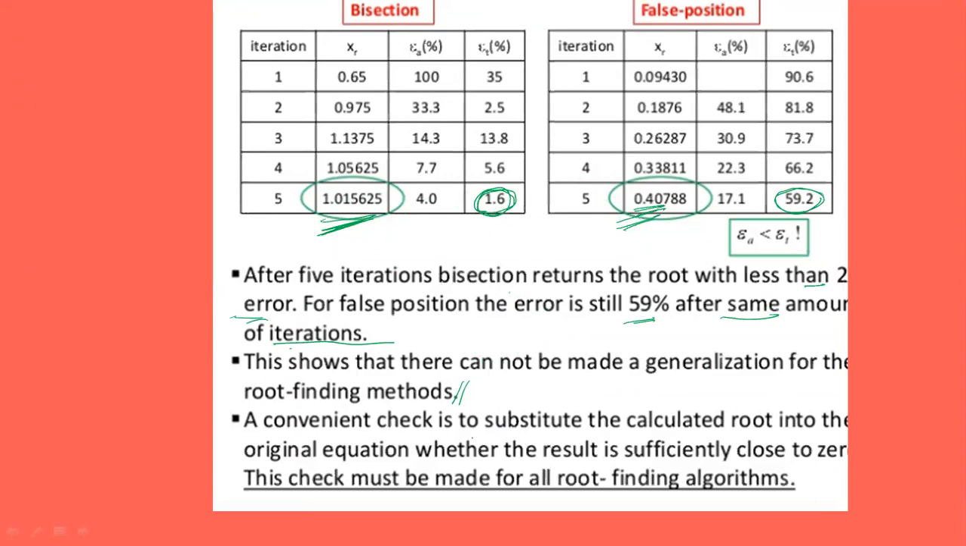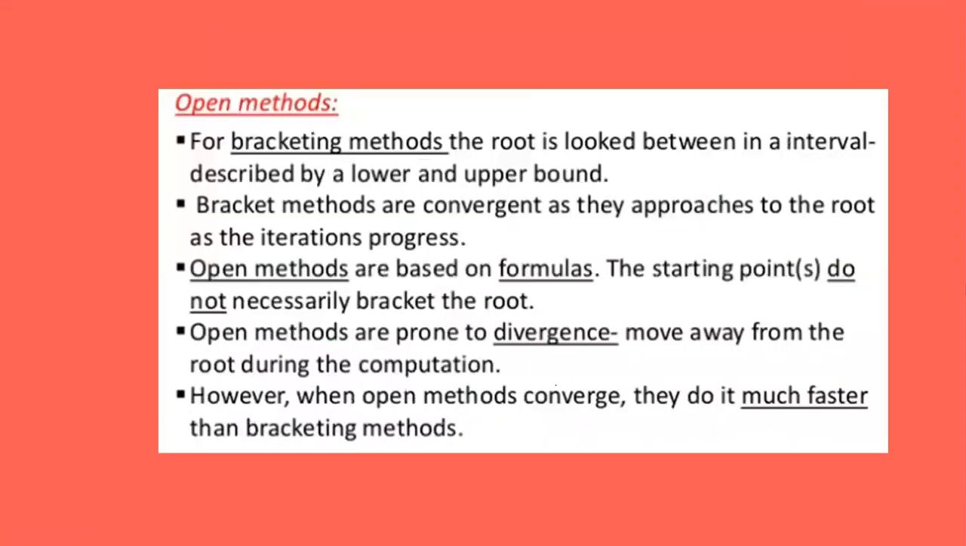So a convenient check is to substitute the calculated root into the original equation, and see whether the result is sufficiently close to 0, that is, the root. This check must be made for all root finding problems. In the regular false method also, if you take the initial approximation closer to your root, then it will converge fast to the required root. That is the observation we observed in these methods.